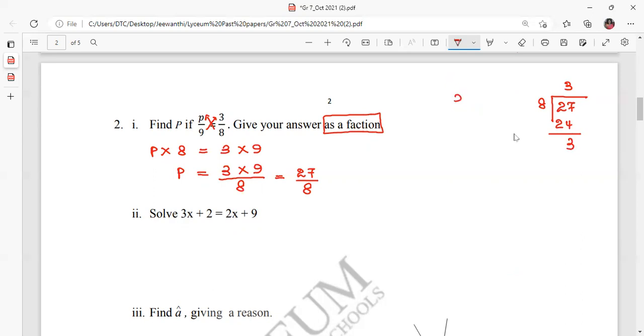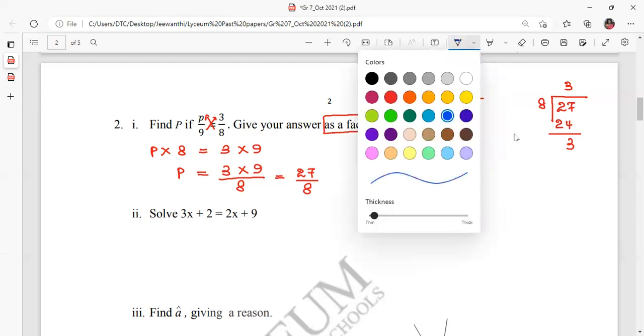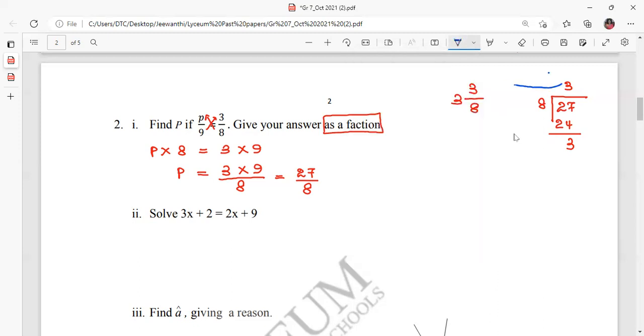Then I can write it 3. In the middle, I draw this line, 3 over 8. Now you may think, how did I get which 3 I wrote as the whole number? So this 3, and this is the remainder. Like this. This is how you convert an improper fraction into a mixed number.